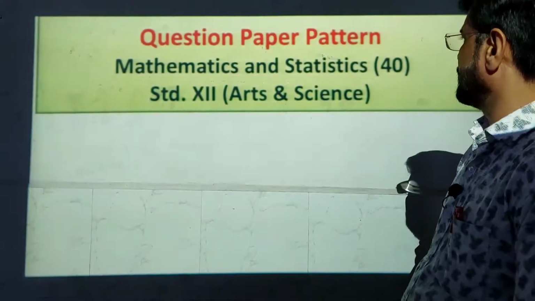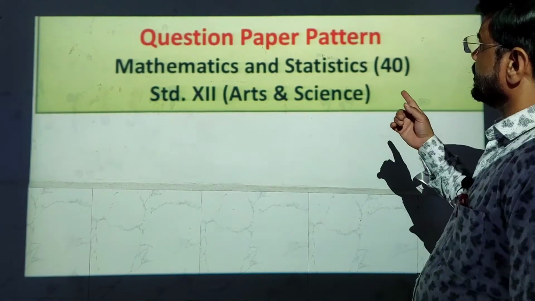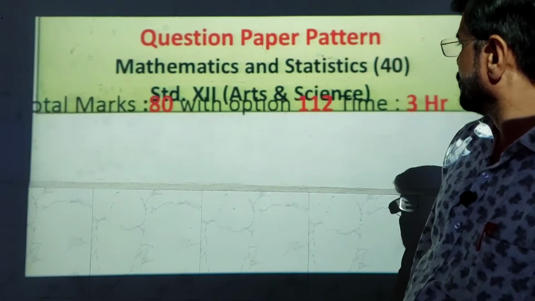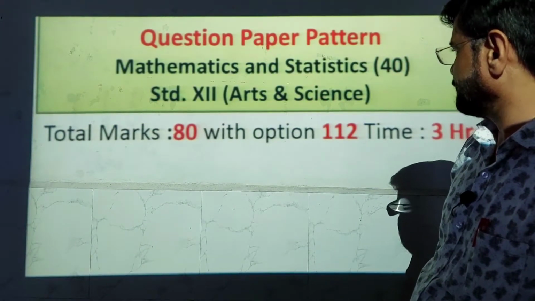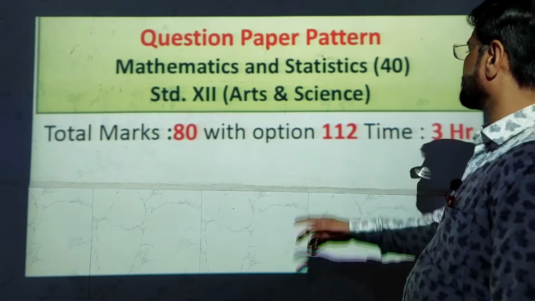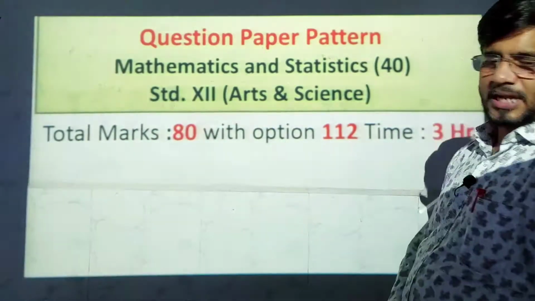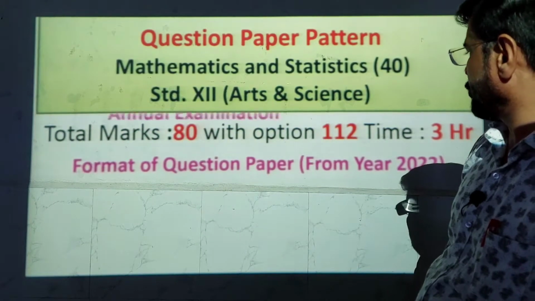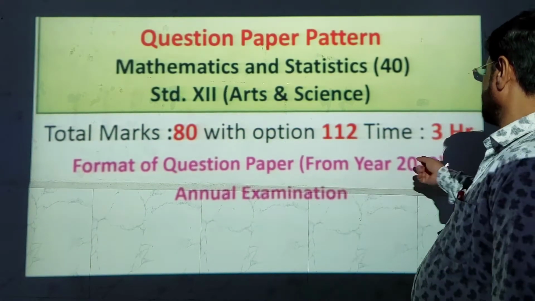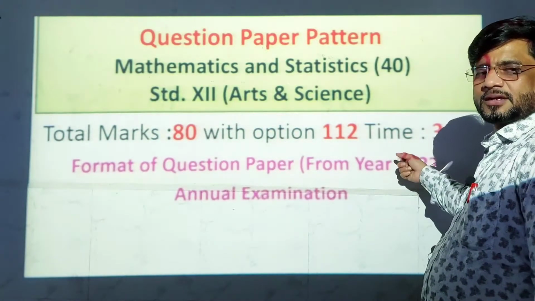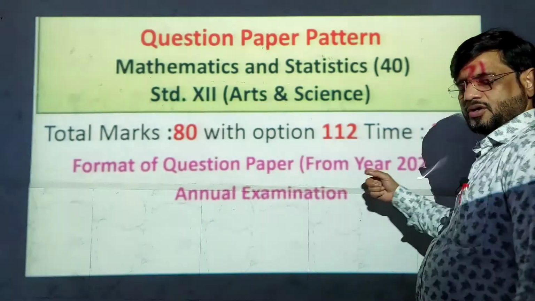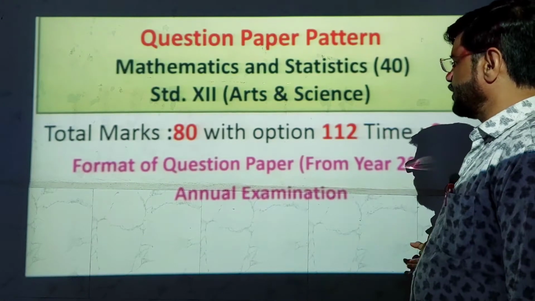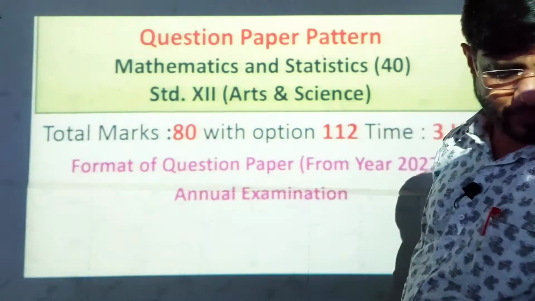Now the question paper pattern of the annual exam. Total marks are 80 with option 112, and time duration is 3 hours. The format of the question paper from this new academic year 2022, starting from 21 to 22, the annual pattern is as follows.